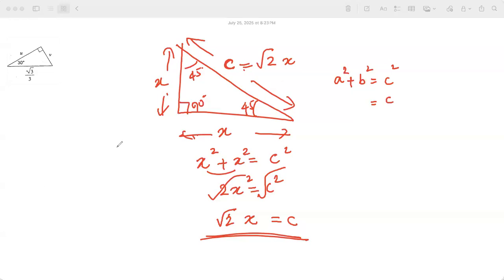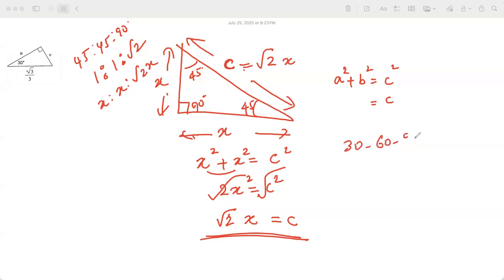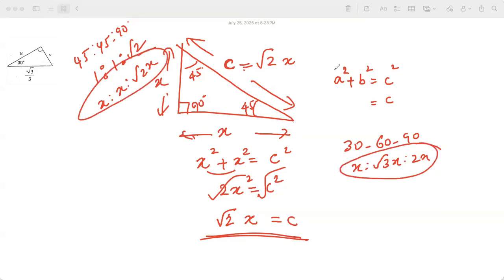Did you get it? Now, the ratio for a 45-45-90 triangle is 1:1:root 2. Root 2 is 1.4, so that's the longest side. For a 45-45-90 triangle, it is x is to x is to root 2x. For a 30-60-90 triangle, it was x is to root 3x is to 2x. You'll have to memorize this. They'll ask you to memorize this in school, but I don't know whether you'll solve by the Pythagorean theorem. You got it?